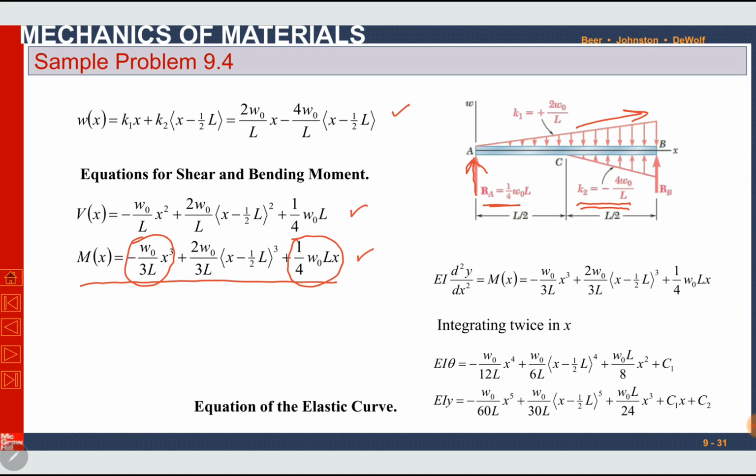Okay, so this moment function which we have obtained using singularity tables can be put into the double differential equation EI d square y by dx square is equal to moment. This moment function is here. By integrating it twice we get C1 and C2. One expression is related to y deflection, this expression is related to theta slope. This equation is actually the equation of elastic curve if we find C1 and C2. How can we find C1 and C2?